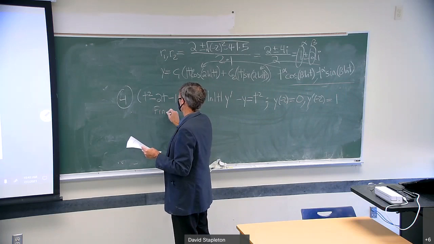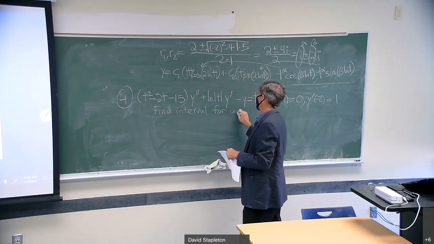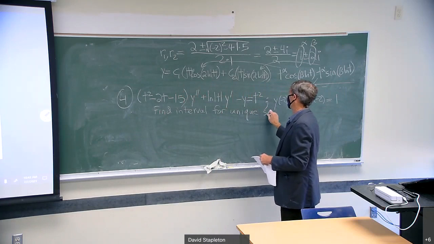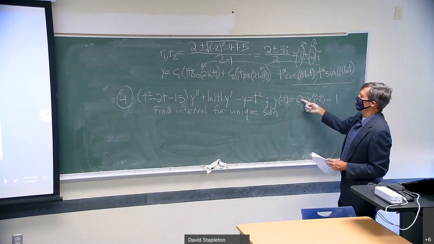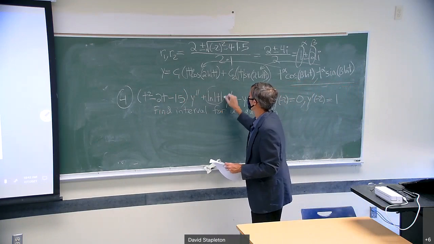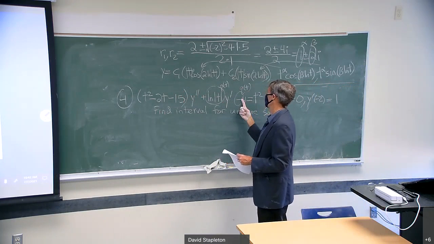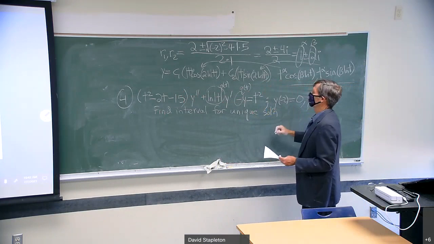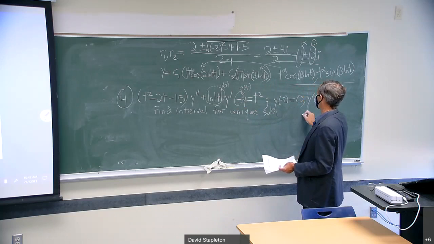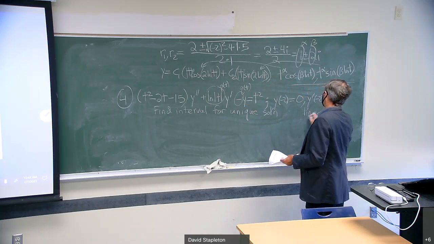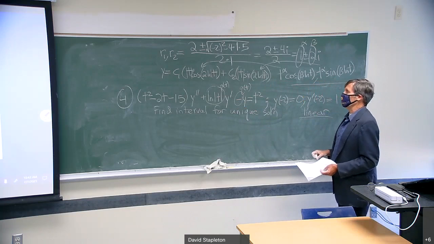So find the interval for unique solution. Twice differentiable assumed. So you take the derivatives. This is a linear equation, right? It's y double prime plus p of t, y prime plus q of t, y, with continuous functions. Where these are continuous, you can apply the theorem. But the point is, it's a linear equation, so I can use the nicer theorem for linear second order equations. But what you have to do is put it in the standard form first, right?